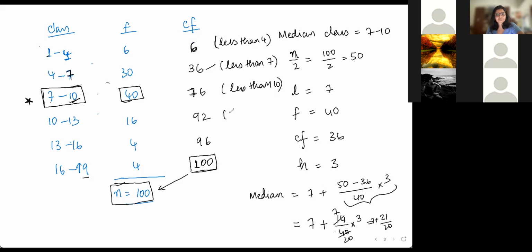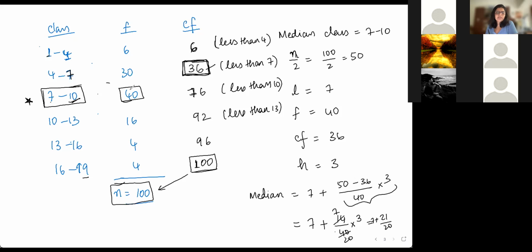Okay, but while taking the CF in the equation, do we have to take the CF of the interval that is above our median interval? Yes, the one preceding the median class. The reason is that the 50th one is your median, right? So basically you're taking into account everything before that, and then you're doing 50 minus 36, and you're dividing that by 4.